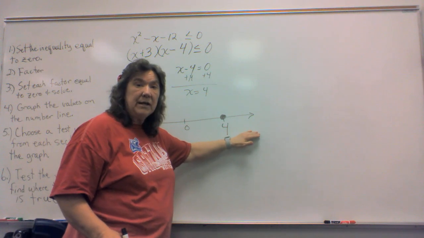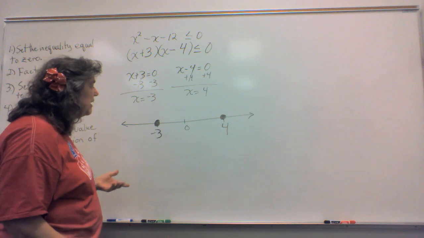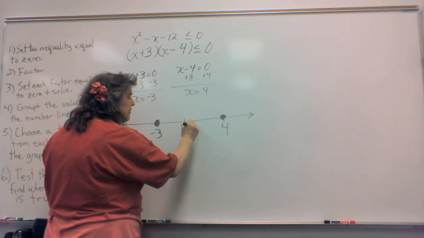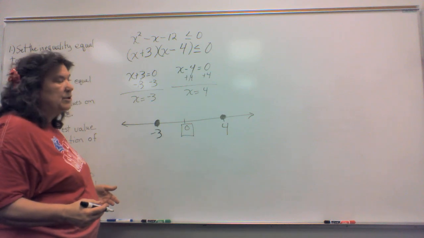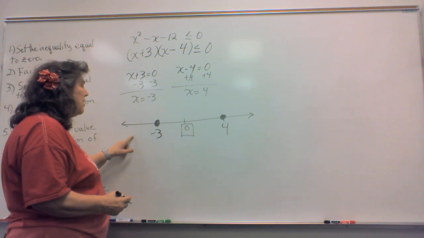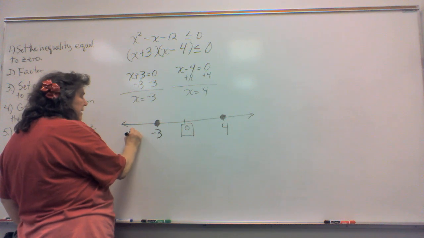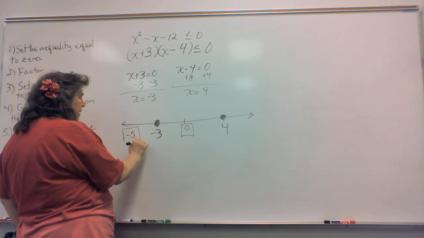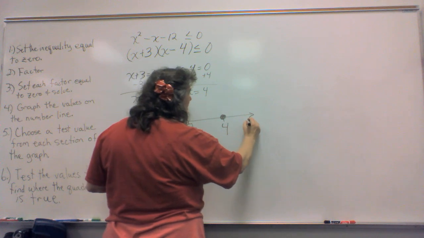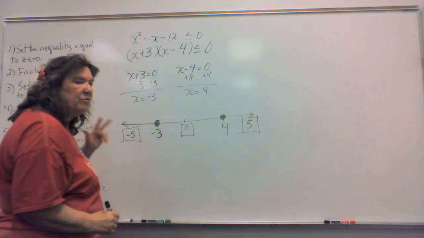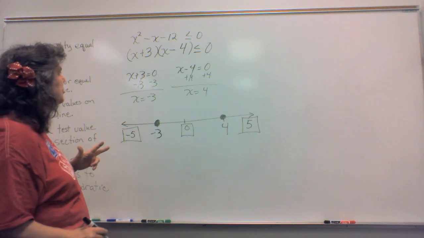Now, are we going to have solution on this piece, on the middle piece, or on the right side of it? So let's find out. We will use 0 as one of our test values because it's right there in the middle, a good one to use. Now, we can use a number less than -3. How about a -5? And a number greater than 4, how about a +5? So now we have 3 test values we have to check.